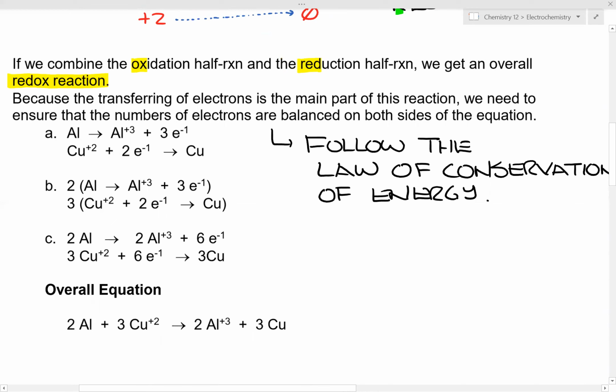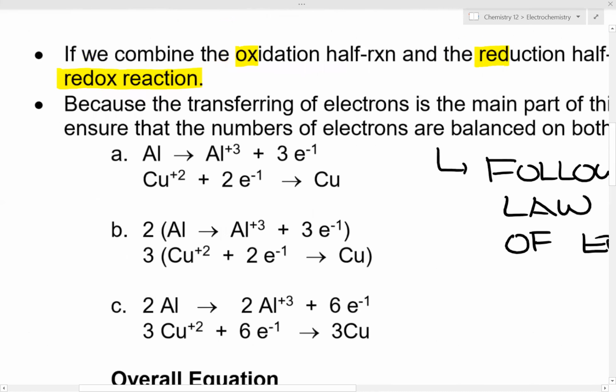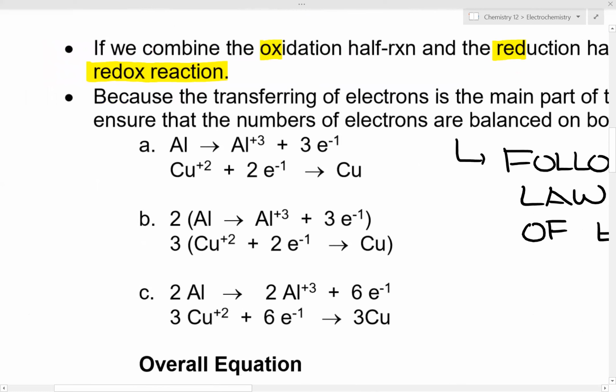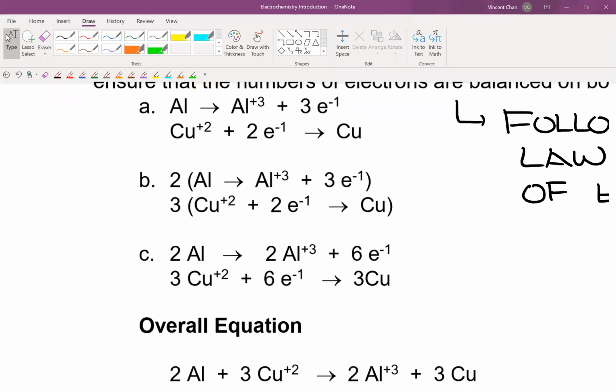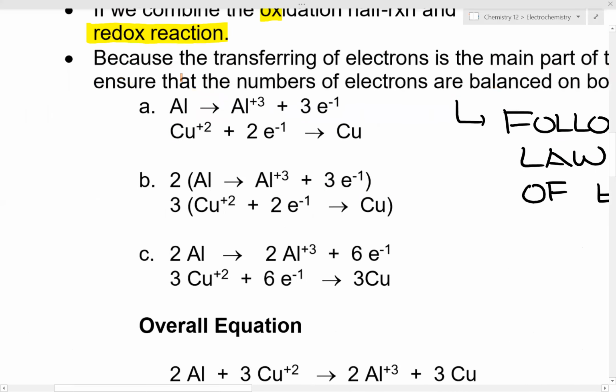So in this particular case, since electrons represent energy, the amount of electrons gained or lost in a redox reaction must be the same. So let's take, for example, the aluminum undergoing oxidation and the copper undergoing reduction. Notice in step number 2, I need to multiply the top equation by 2 and the bottom equation by 3, because I want to make sure that the electrons are now the same.